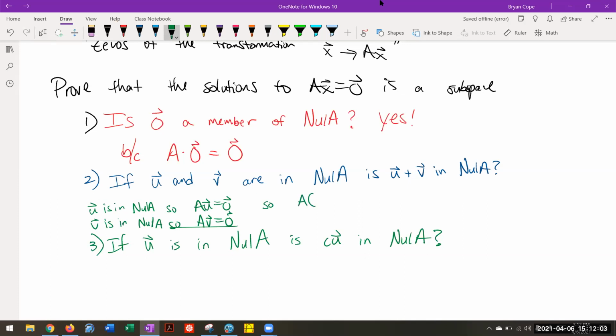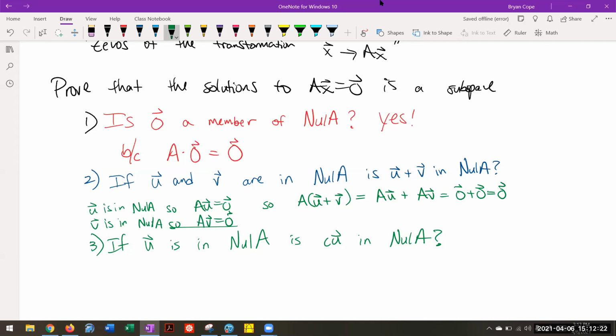Okay, so for closure under scalar multiplication, anything times 0 is 0, so you would just do C times... if we already had AU equals 0, C times AU is going to be 0. Good job. I overheard that. Very nice.